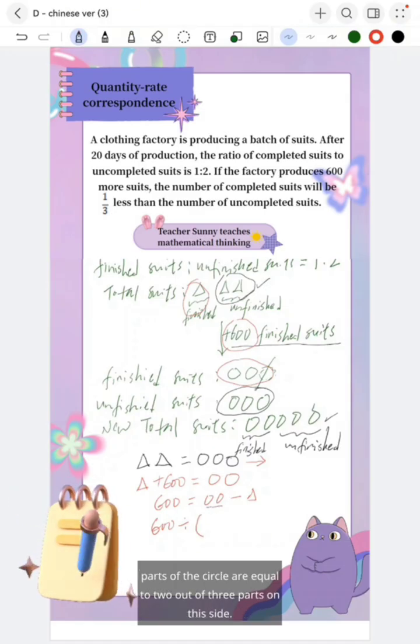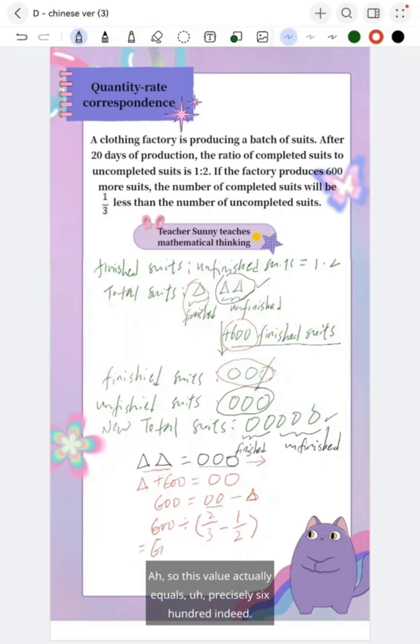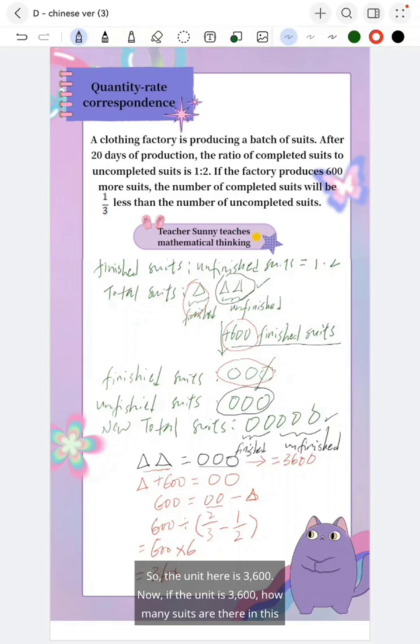As for the fraction, the 2 parts of the circle are equal to 2 out of 3 parts on this side. So it's 2/3 minus 1 part of the triangle here. On this side, it's 1 part out of 2 parts of the triangle, which means it's 1 out of 2, or 1/2. So this value equals 600. 4 minus 3 and 1/6, then divided by 1/6 is the same as multiplying by 6, which is 3,600. So that means the unit here is 3,600.